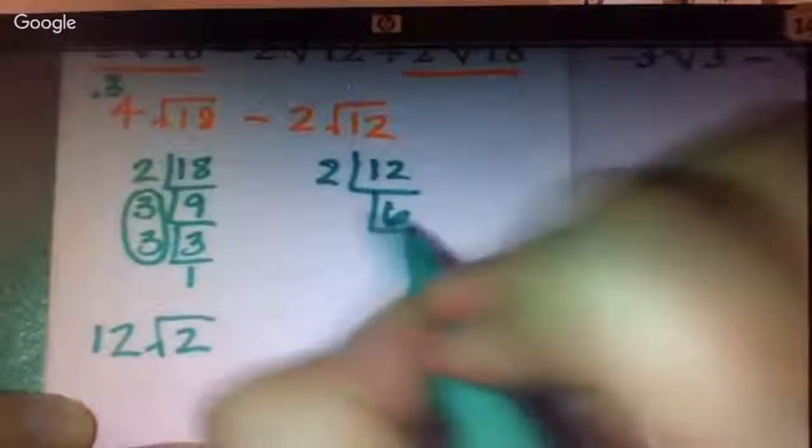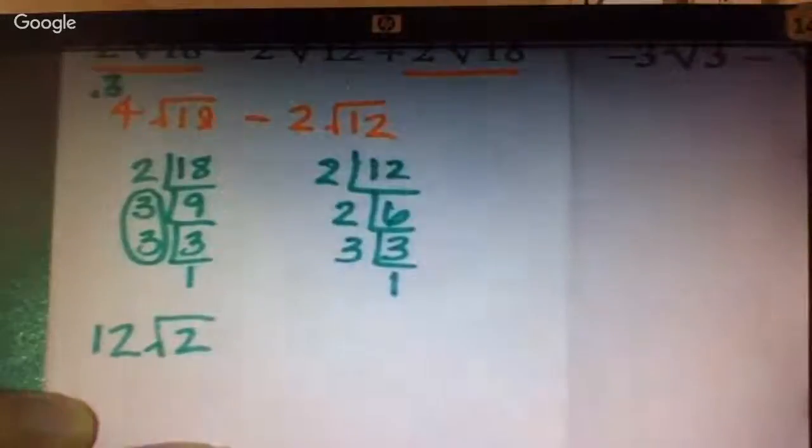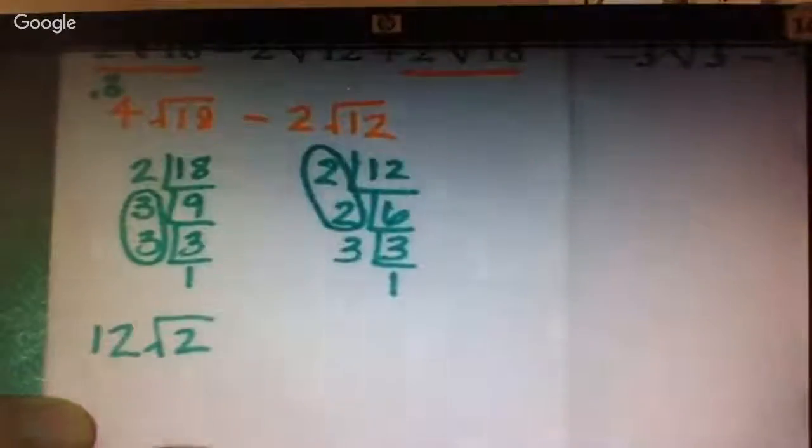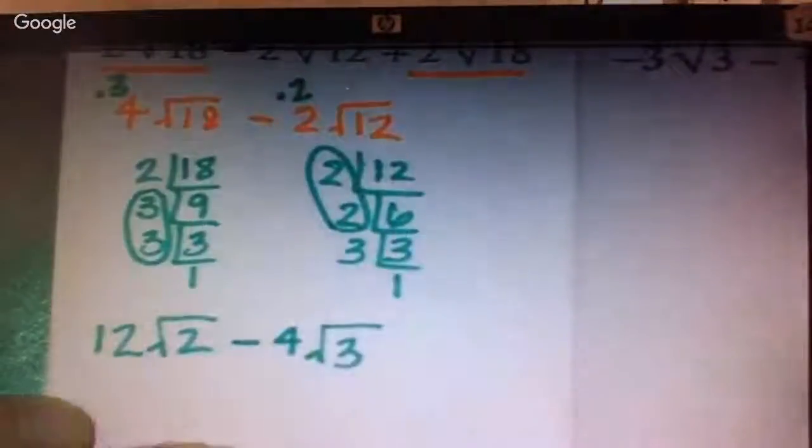I need to break down 12. 2 and 6. 2 and 3. 3 and 1. Again, I circle in twos. Bring that 2 out front to be multiplied against my -2. So we have -4 square roots of 3.